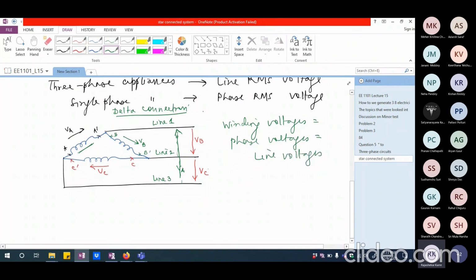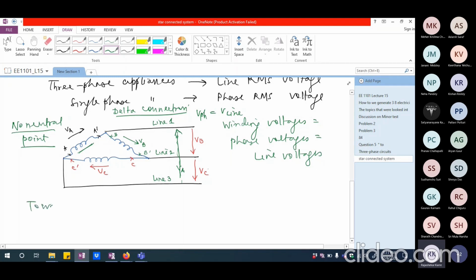So I would say in delta connection, V phase equal to V line. But if I want to really extract any appliance which is rated for 230 volts, I will not be able to connect it here. There is no neutral point. No neutral point available in delta connection. So generally towards the fag end of distribution, where you are going to connect your domestic appliances, you will have to have only star connection.